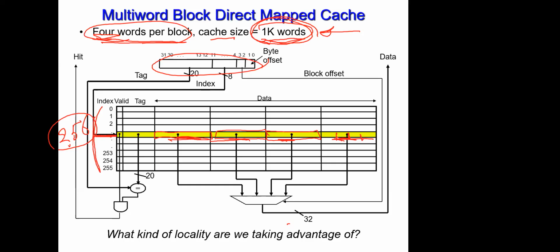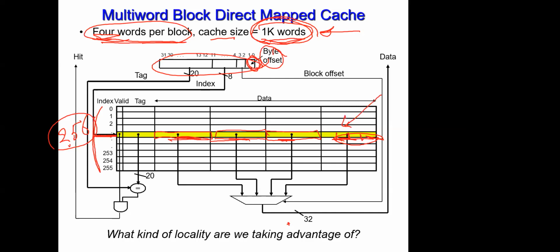First, how can I address each byte here? How many bits do I need? 2 bits. So the first 2 bits here, I will use them for byte offset.